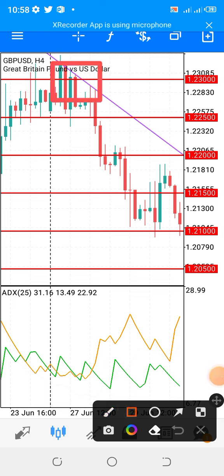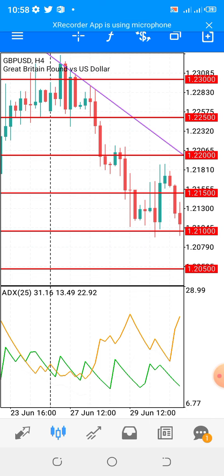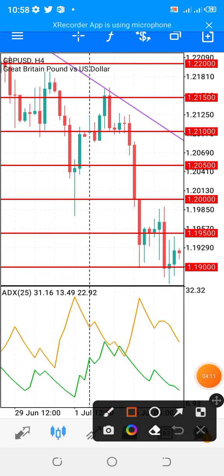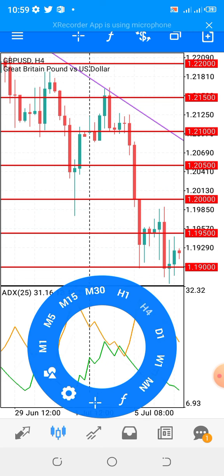Here was the first touch, then this is the second touch. So I use those 2 points to establish my trend line on the 4-hour time frame. Do you understand?